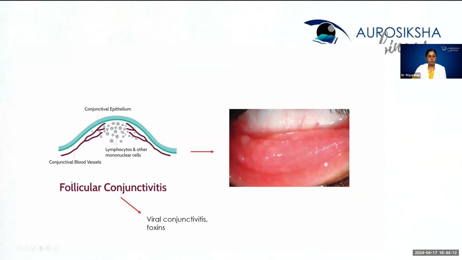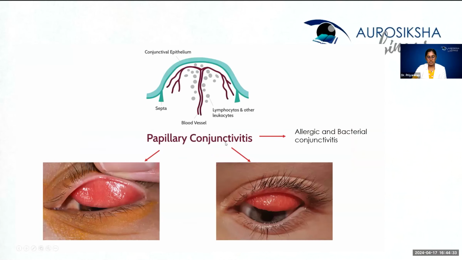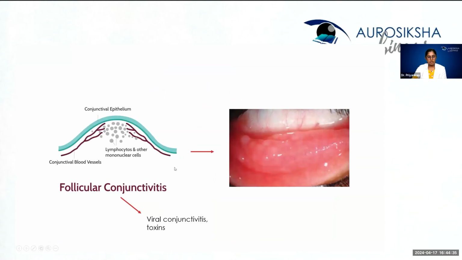Next, we move on to the follicular conjunctivitis. As you can see, this is also an elevation in the conjunctival epithelium, but it has only the collection of inflammatory cells as the major thing. So in this image, as you can see, it is a flat-topped, whitish elevation. This is most commonly seen in viral conjunctivitis. So it is always better for us to differentiate a papillary conjunctivitis from follicular conjunctivitis because the treatment modalities will differ with each.